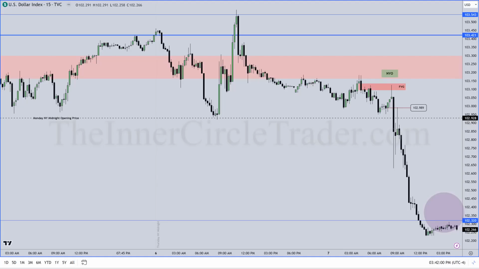Zooming in onto a 15-minute time frame for dollar index. Again, here's that Monday New York midnight opening price. We extend that throughout the entirety of the week. We have a fair value gap in here. We trade up into that during the New York open, and it is the 8:30 non-farm payroll Friday report.